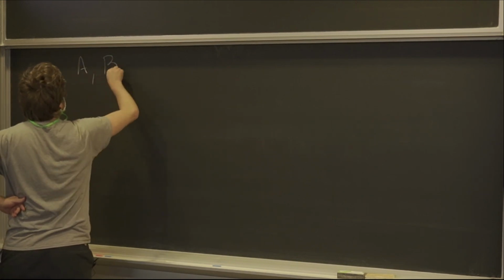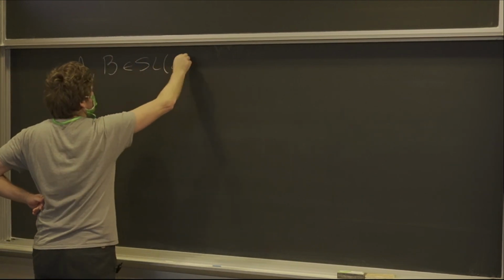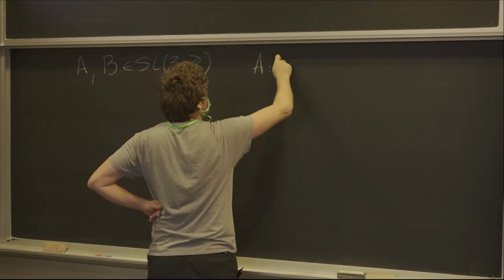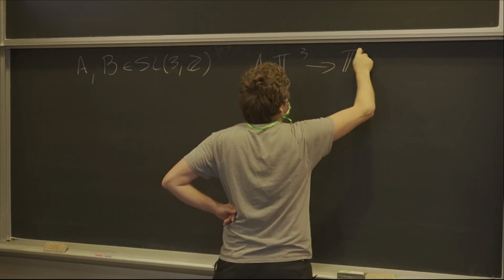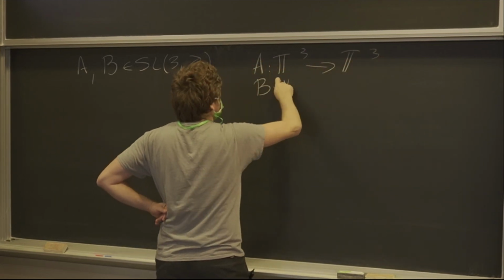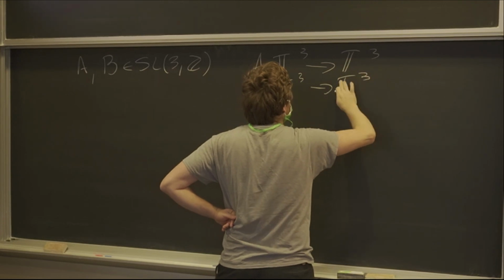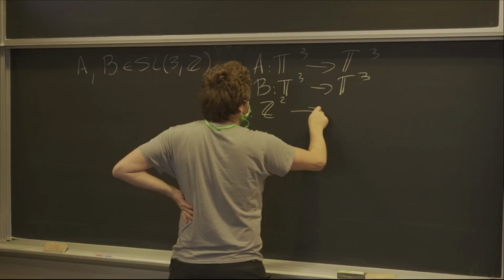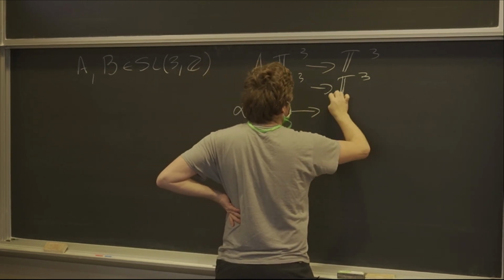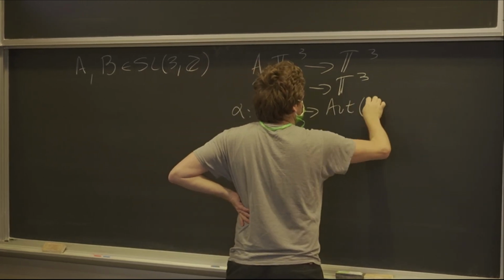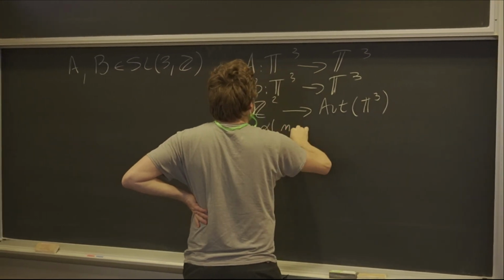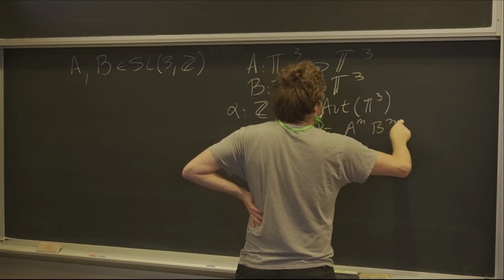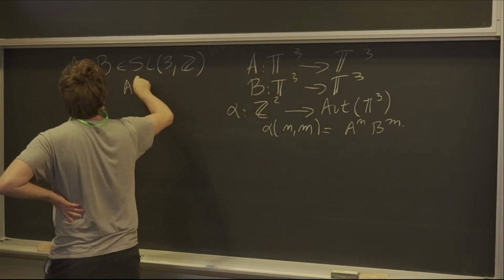We have A and B, two commuting matrices in SL(3, Z), with integer coefficients. We consider both of them as diffeomorphisms of T3. They preserve our measure. We have the Z-square action on automorphisms of T3, which is alpha of (n, m) equals A to the n, B to the m. I didn't say they commute, but they do.